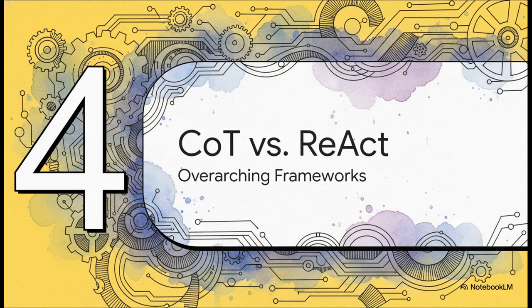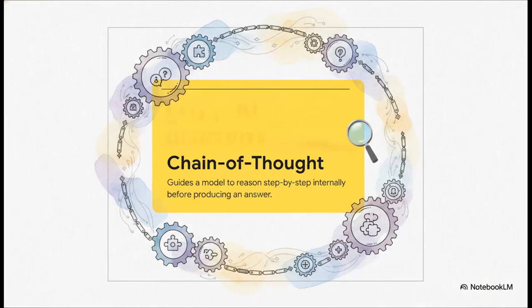And that brings us to our final section. Section 4, chain of thought versus ReAct. Let's compare the overarching frameworks. First up is chain of thought, or COT. You've probably used this yourself. It's a prompting technique that guides a model to think through a problem step by step before answering, usually triggered by just typing, "Let's think step by step." But here is the critical detail. Chain of thought keeps all the logic strictly internal. It is a closed system. It's fantastic for complex math or logic puzzles, but it does absolutely zero interacting with external tools.